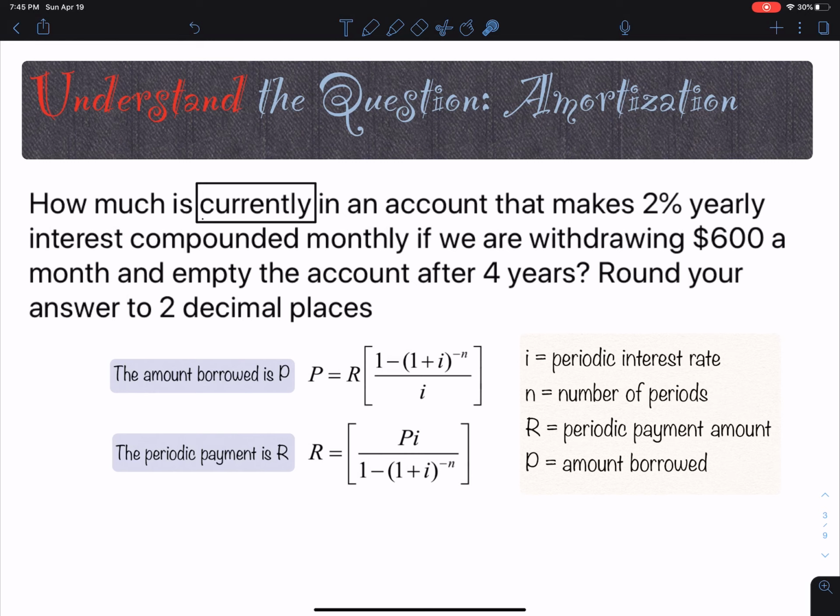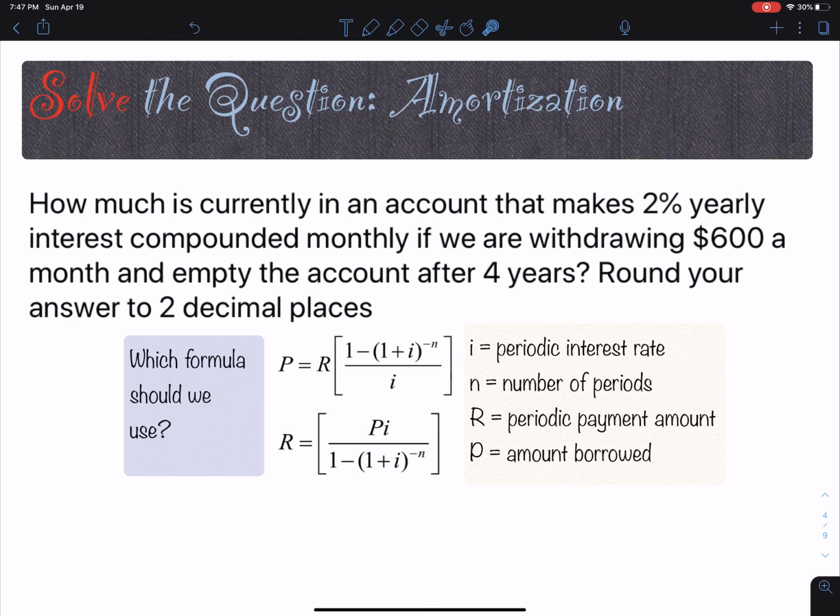All right, so the formulas for amortization are right here. P stands for the amount borrowed. R stands for the periodic payment, which in this case would be 600. And I and N, we've seen those before. I is the periodic interest rate. N is the number of periods. One thing that I notice is that the exponent is negative. In annuity formulas, the exponent is positive, whereas in amortization, the exponent is negative.